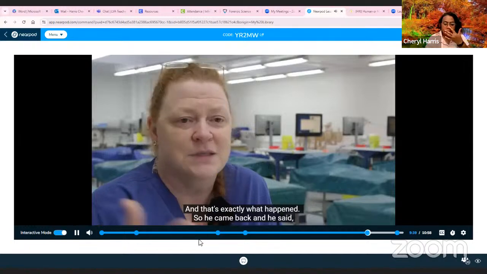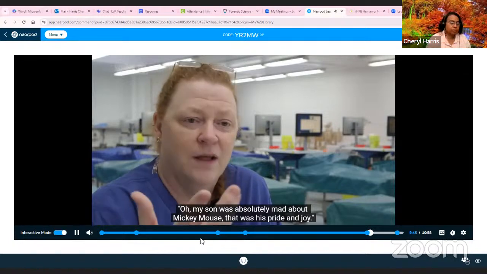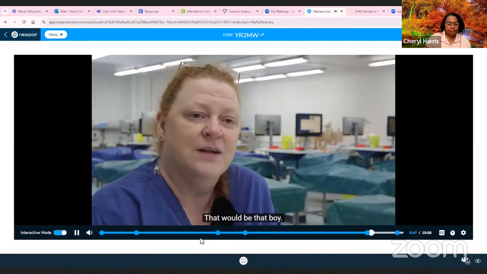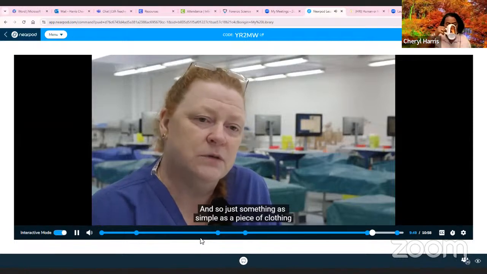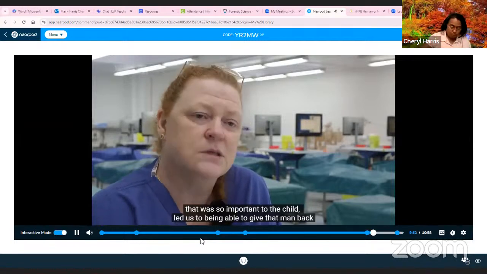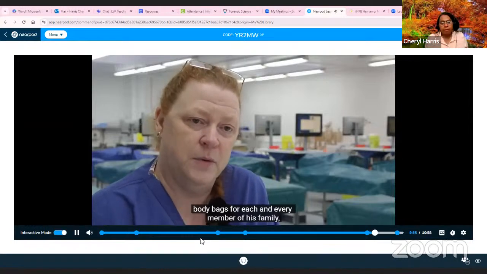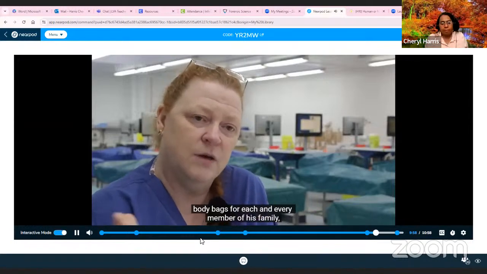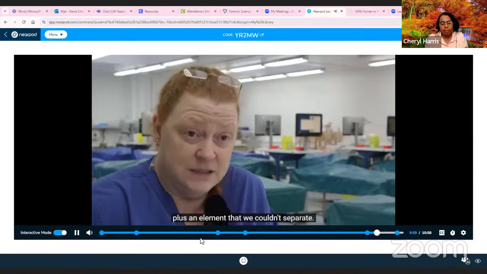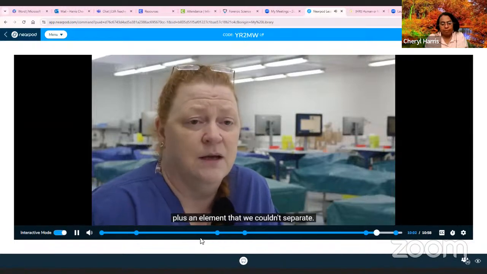And that's exactly what happened. So he came back and he said, oh, my son was absolutely mad about Mickey Mouse. That was his pride and joy. That would be that boy. And so just something as simple as a piece of clothing that was so important to the child led us to being able to give that man back body bags for each and every member of his family, plus an element that we couldn't separate.